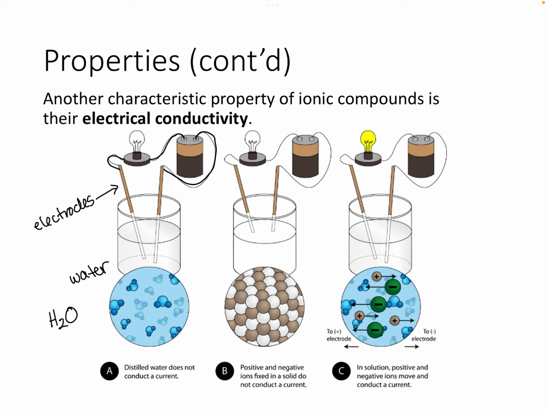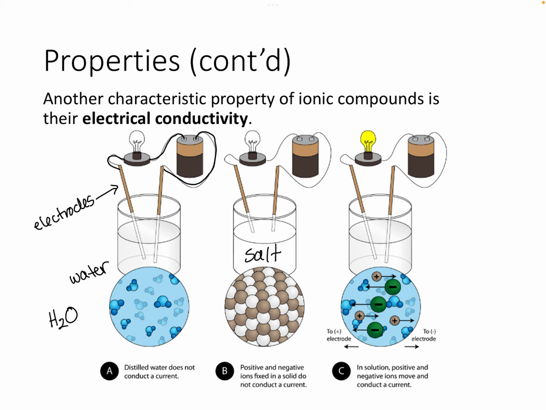Now, let's say we just put those electrodes in a sample of table salt. So this is just salt in here, so just a solid. Nothing's going to happen because the salt is still in its crystal form, so there isn't going to be an exchange of ions because the ions can't move around. They're stuck in place in their crystal lattices.